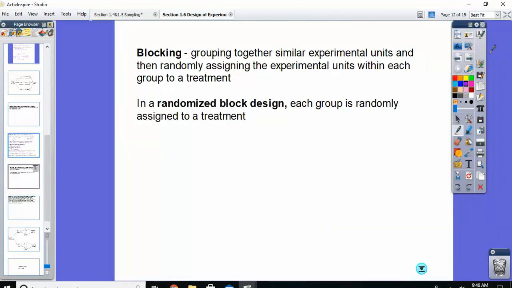Right, last type of experiment. Blocking is when you group together similar units and then randomly assign within each group to a treatment. So I take different geographic regions. Each geographic region would be a block. And then I take people within that block and randomly assign them a treatment. If you are randomly giving the treatment, that makes it a randomized block design. You could also be very systematic about it and be like, okay, this block is going to get this treatment, and take away that randomization.